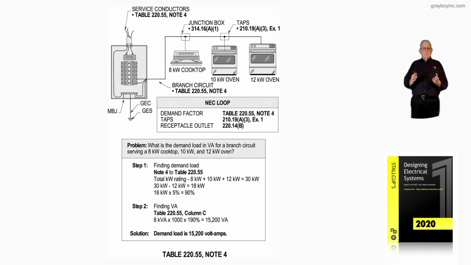But the question is, what is the demand load in VA for a branch circuit that serves an 8 kW, 10 kW, and a 12 kW oven? So you have two ovens, 10 and 12, then you have an 8 kW cooktop that you want this branch circuit to supply, either tapping, hardwiring the units, or cord and plug connecting the units where permissible. So note 2 would be actually how we come up with the VA, but let's look at the procedure first.